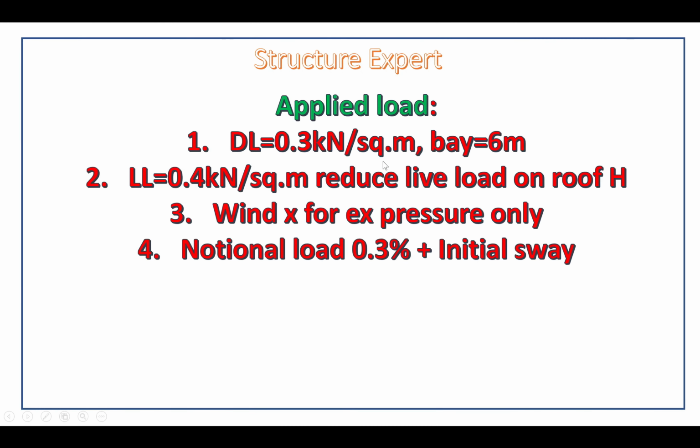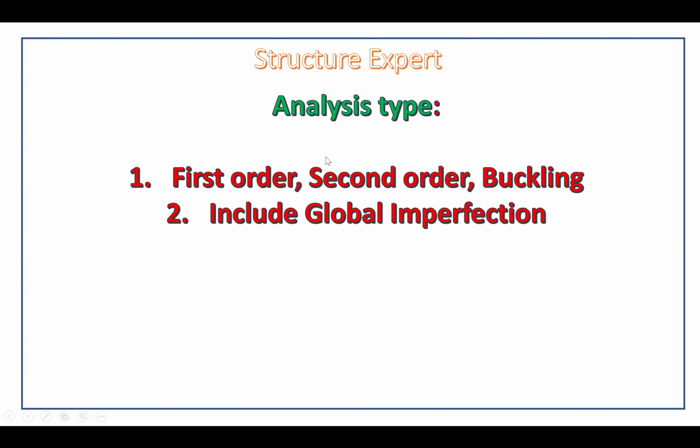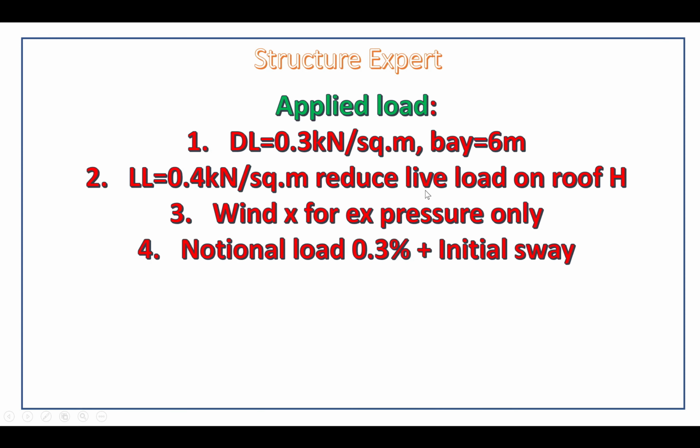Now you know about the condition of load applied on our structure. It's the same. We apply it for the 3 systems: the taper section, the hot roof section, and the truss frame. For the analysis type, we use first order analysis, second order analysis, and include buckling. In the analysis we include the global imperfection that I showed you in the previous slide about the notional load. We apply notional load with the initial sway.